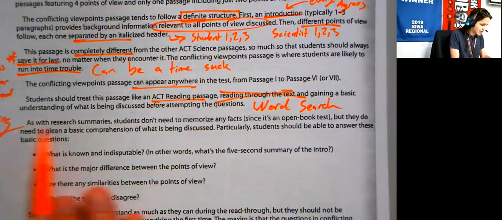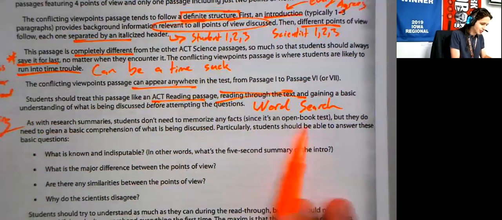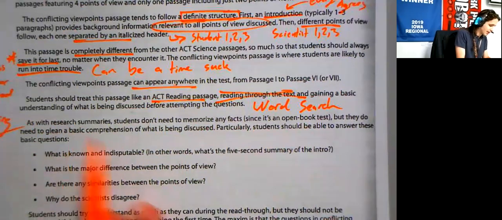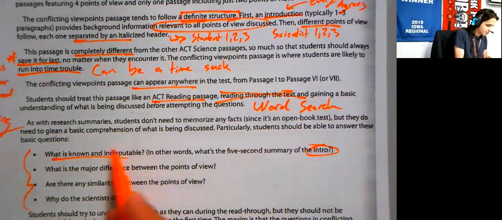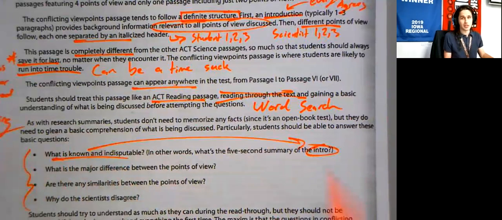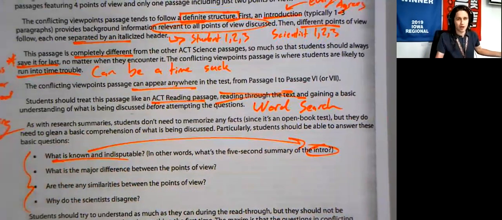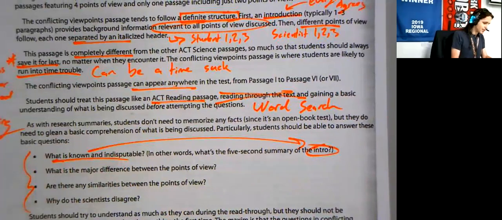As with research summaries, you don't need to memorize facts. It's open book. A few questions you need to be able to answer. What is known and indisputable? That is what's in the intro, because people don't disagree on what's in the intro. It's the common ground on which they all stand. So if you're asked to go back to the intro, or what do they all agree on, that's nice.